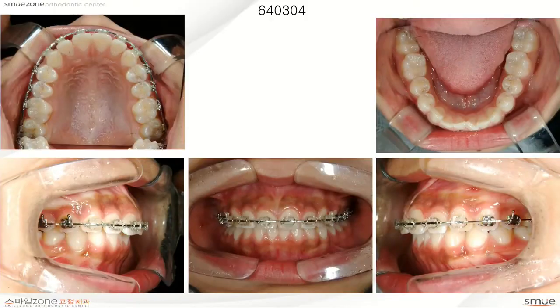And after expansion, we normally put on OK brackets and maintain, and in this one I succeeded to put on a 19x25 stainless steel archwire on the upper first.